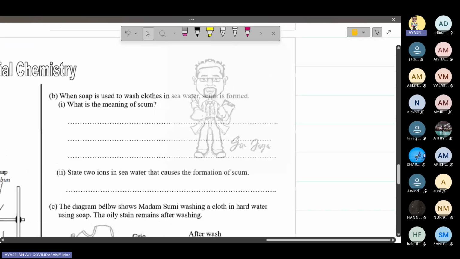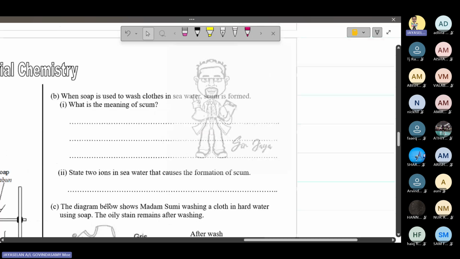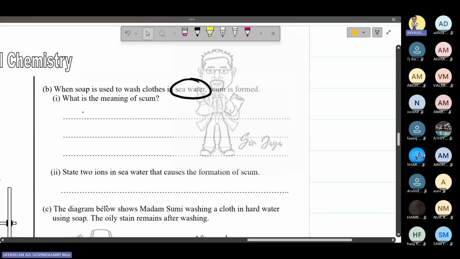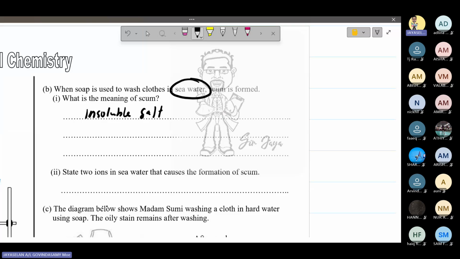When soap is used to wash the clothes in seawater, seawater is hard water, scum is formed. What is meant by scum? Scum is known as what? Scum is insoluble salt. Salt of what? Of calcium. Okay, you guys put calcium ion or magnesium ion.